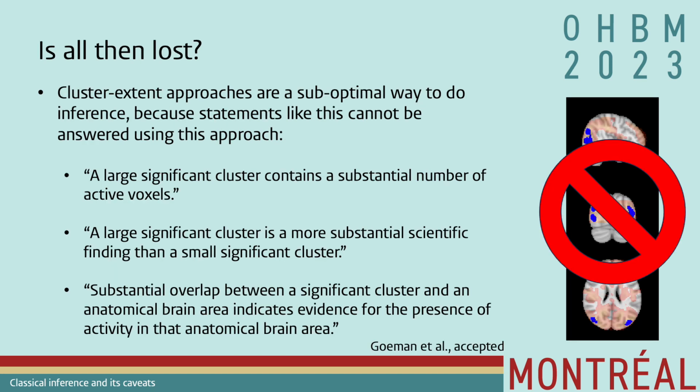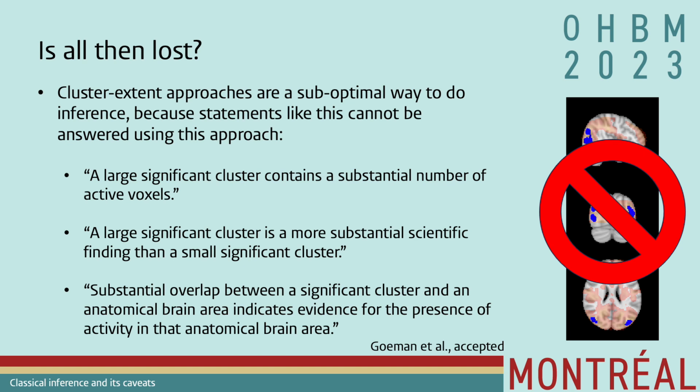In this slide, cluster extent approaches are a suboptimal way to do inference, because statements like these cannot be answered using this approach. For example, a statement like "a large significant cluster contains a substantial number of active voxels" is something we might intuitively expect, but we cannot say or answer using cluster extent thresholding. A statement like "a large significant cluster is a more substantial scientific finding than a small significant cluster" is also not true. In essence, it's the opposite.